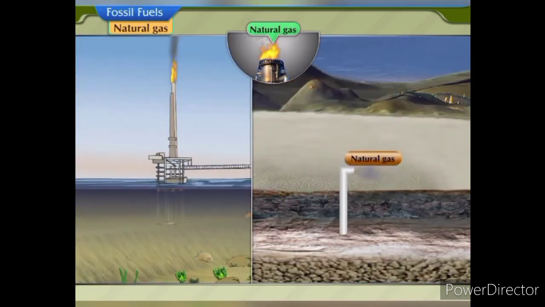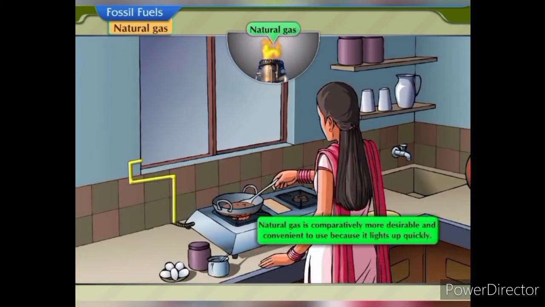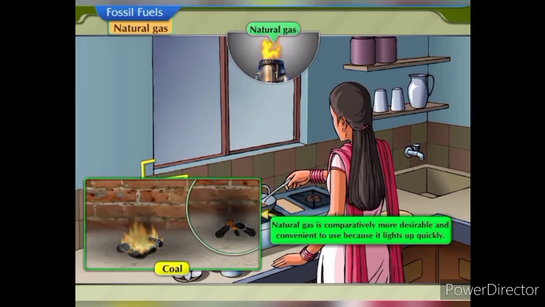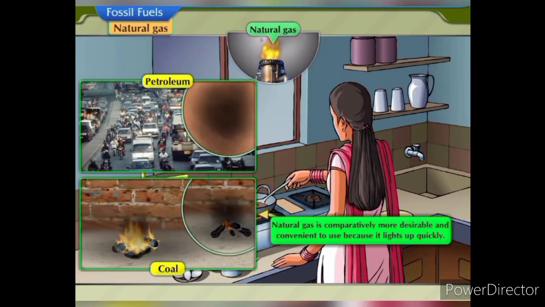Natural gas is often found on top of deposits of petroleum due to its lower density and is extracted in the same process. However, deposits containing only natural gas do exist. Natural gas is comparatively more desirable and convenient to use because it lights up quickly and burns cleaner than coal and petroleum without leaving behind any solid residue.